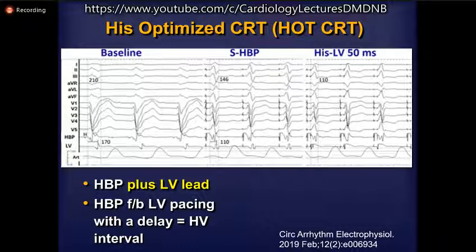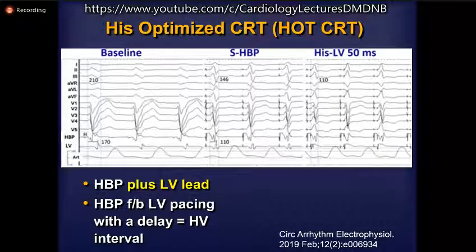Now, this would be useful in those patients with very diseased myocardium. Now, if your left bundle branch block is purely because of a conduction system issue, then you can overcome it hopefully with His bundle pacing alone. But if there is significant myocardial delay as well, then you may need an additional LV pacing as well.